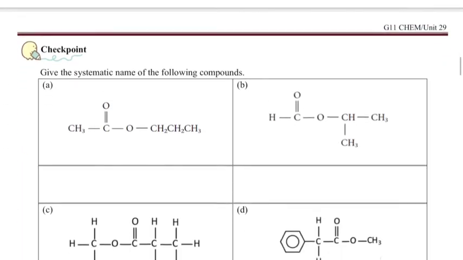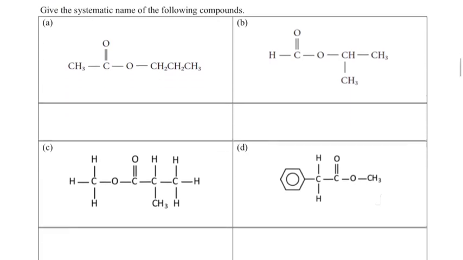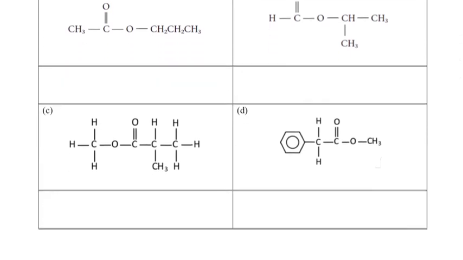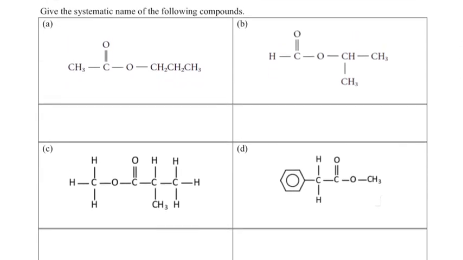Okay, let's complete the checkpoint questions together. Whenever you are trying to name the ester, you need to first find the original alcohol and the original carboxylic acid. So let's try the first example together. We should break it here, and remember the right hand side is from the alcohol and the left hand side is from the carboxylic acid.